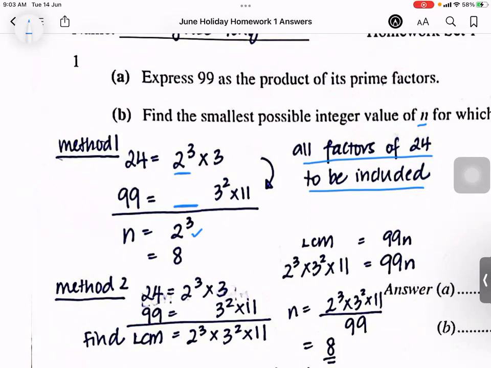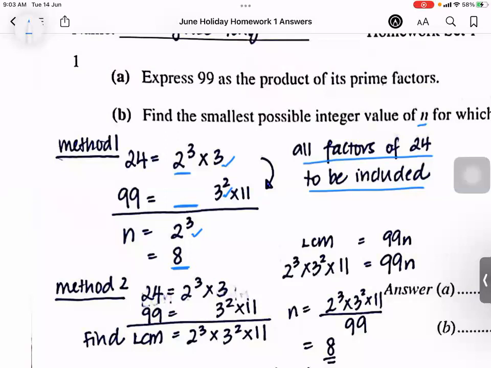Then I check 3. 3 is already included inside 3 square, so I don't need to multiply any extra. What about 11? But 11 is not a factor of 24, so we don't need to worry about the factor 11. We just need to look at this factor, which is 2 cubed, which is the number 8. This one is the first method. Those students who are able to do the prime factorization, you can observe, then you can do it directly.